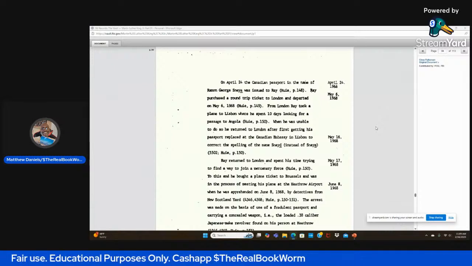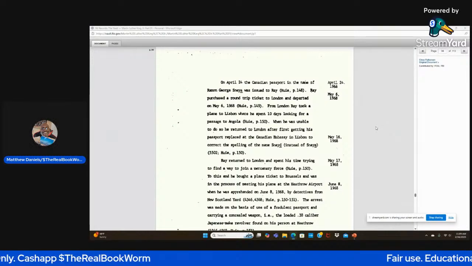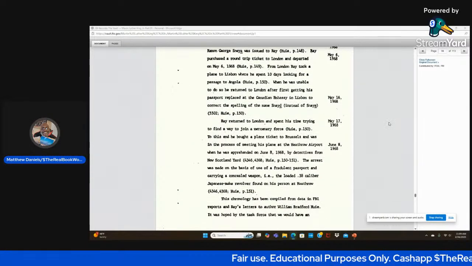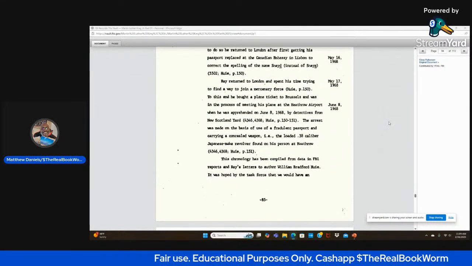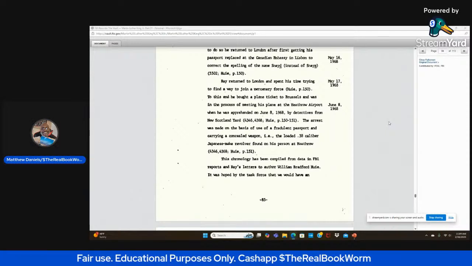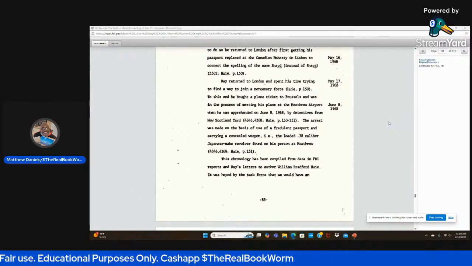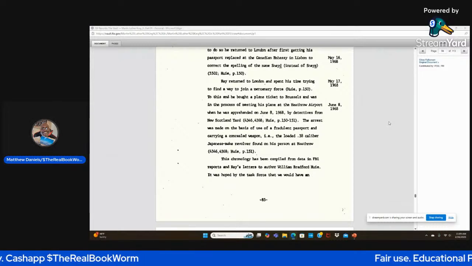Goes to London, no harm, no foul. With guns. He's carrying guns on him. Come on, man. Don't be naive. He returned to London and spent his time trying to find a way to join a mercenary force. What the fuck? A mercenary force? Hitman for hire? Get the hell out of here.